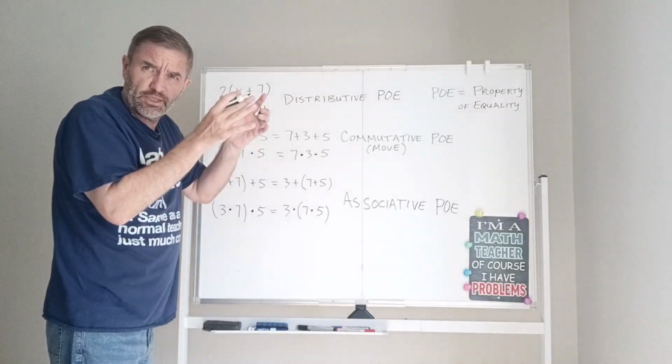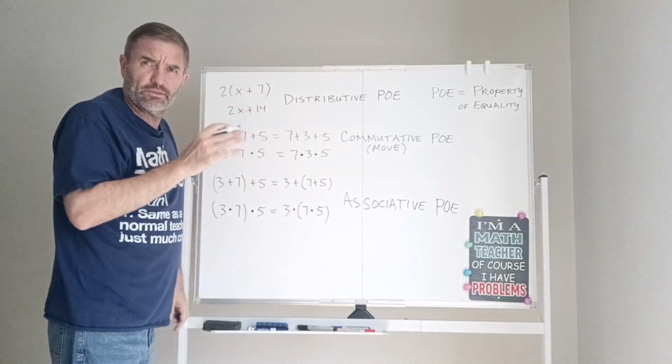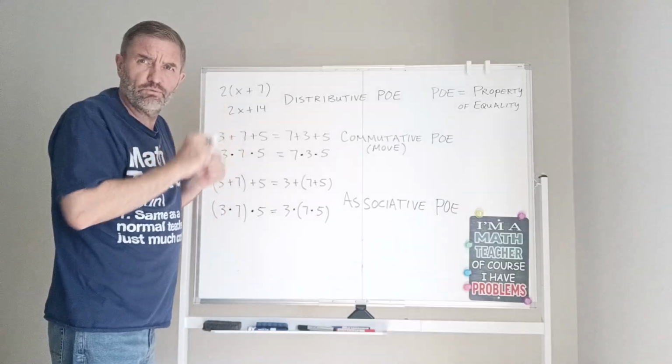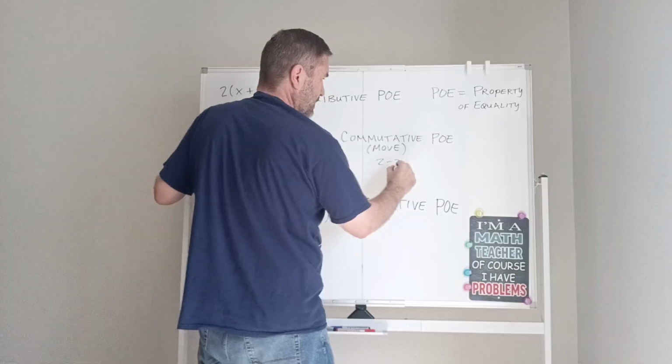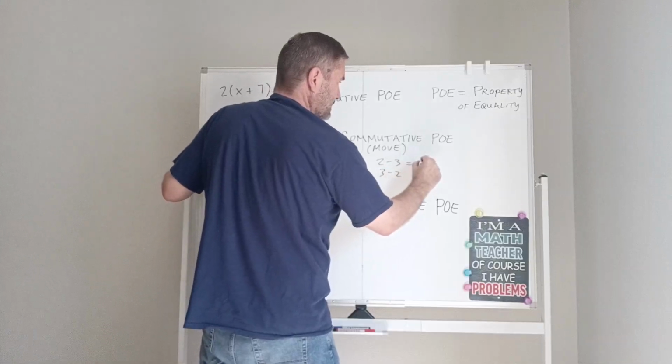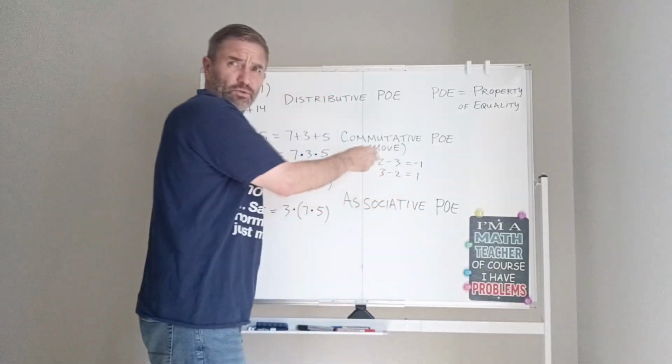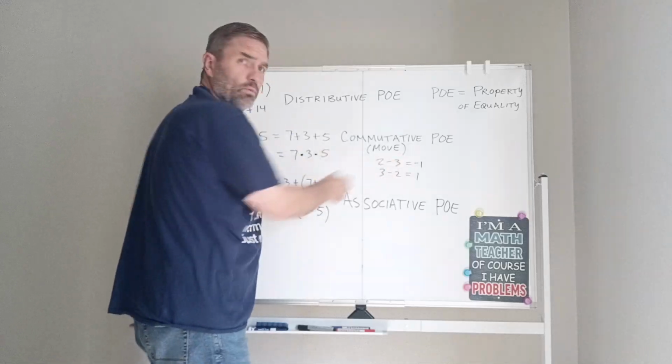Okay, if you do 2 minus 3 and 3 minus 2, that doesn't work. The numbers moved, but you didn't move the negative. What do I mean by move the negative? Here's 2 minus 3, and 3 minus 2 is negative 1. That's 1. See, those aren't equal anymore. What you did didn't work.